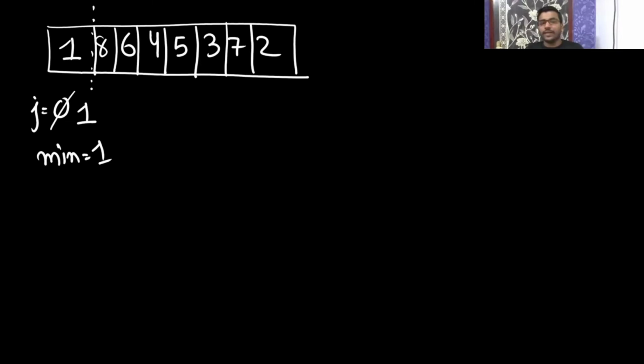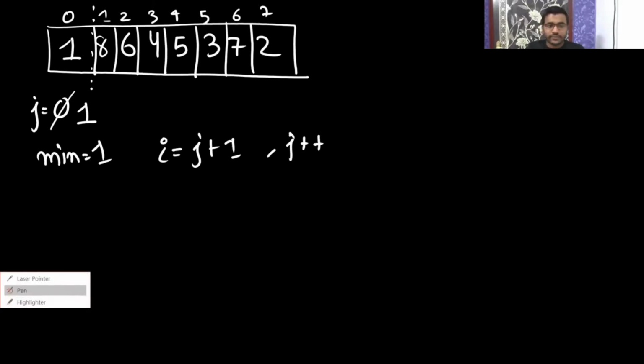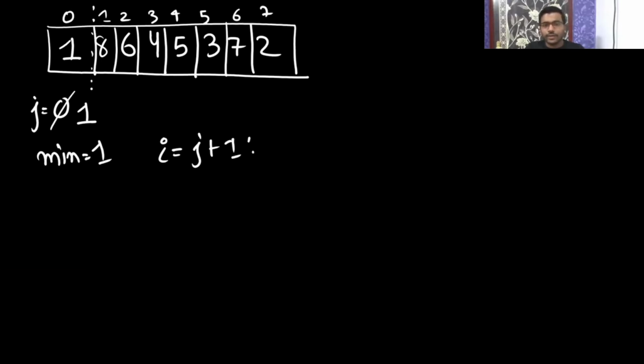You are assuming that the mean index is, this is 0 1 2 3 4 5 6 7. Now you are assuming that the value that is in index 1 is the smallest. Now again you will iterate the loop. I you will assume as j plus 1, which is 2, and it will increment, sorry, it's i plus plus. So you have to check the condition also. It should go till i smaller than n, because it should be n minus 1. So here n is 8 and i is going to plus plus.